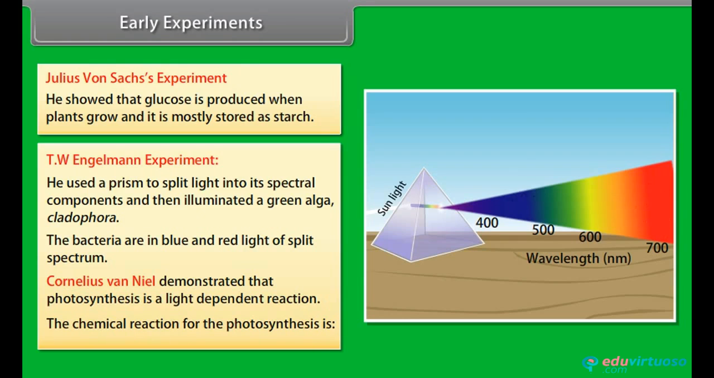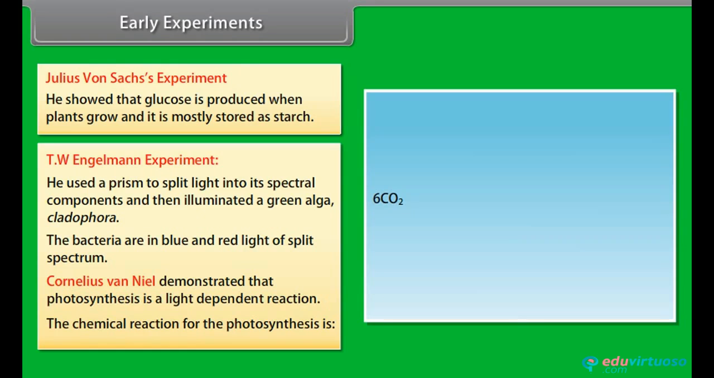The chemical reaction for photosynthesis is 6CO2 with 12 H2O in the presence of light gives C6H12O6, which is glucose, with 6 H2O, which is water, and with 6O2, which is oxygen.